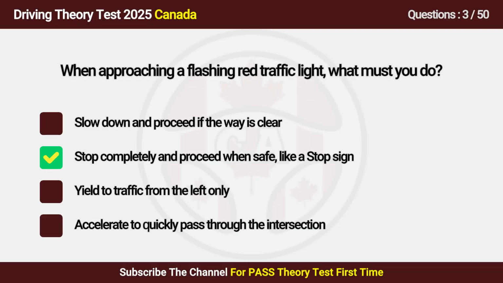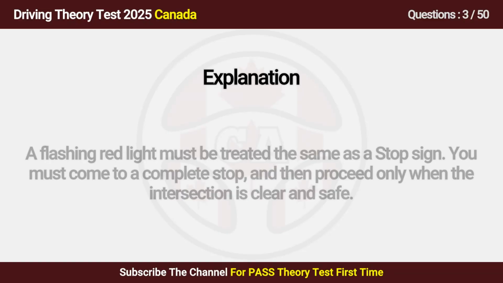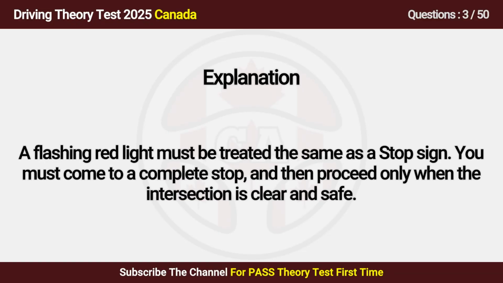Answer is B. Stop completely and proceed when safe like a stop sign. A flashing red light must be treated the same as a stop sign. You must come to a complete stop, and then proceed only when the intersection is clear and safe.